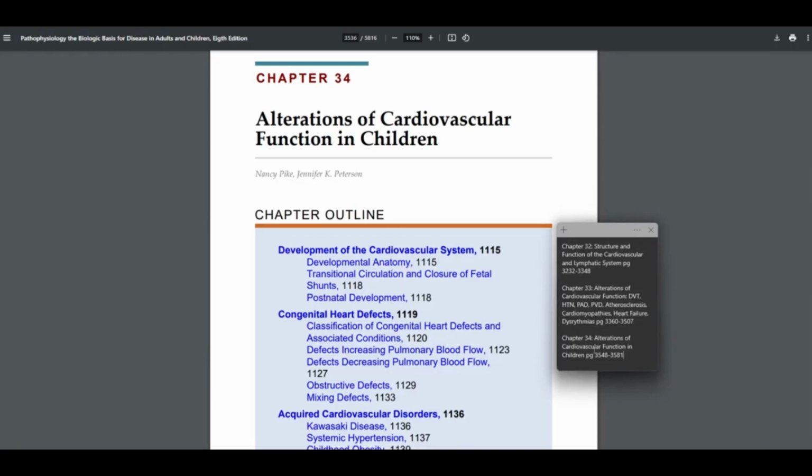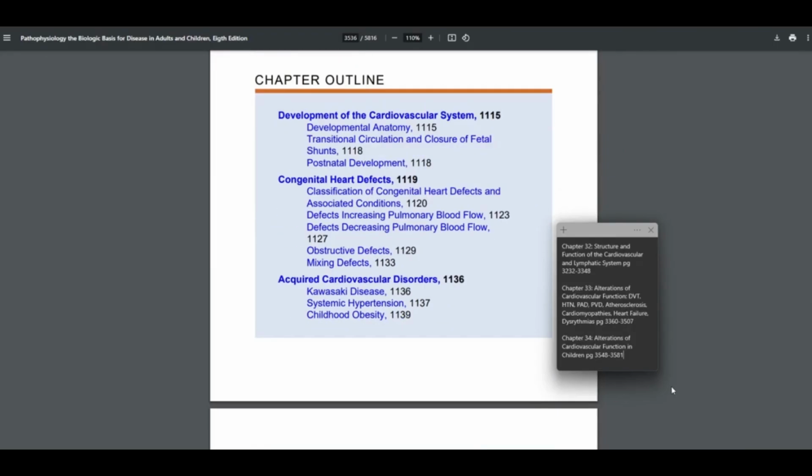I think I'm just going to be doing the congenital heart defects, the classification of the congenital heart defects and associated conditions, defects increasing pulmonary blood flow and decreasing pulmonary blood flow, as well as the obstructive defects and mixing defects. I may jump into these last 3 pages here as well regarding the acquired cardiovascular disorders, your Kawasaki disease, systemic hypertension and childhood obesity.